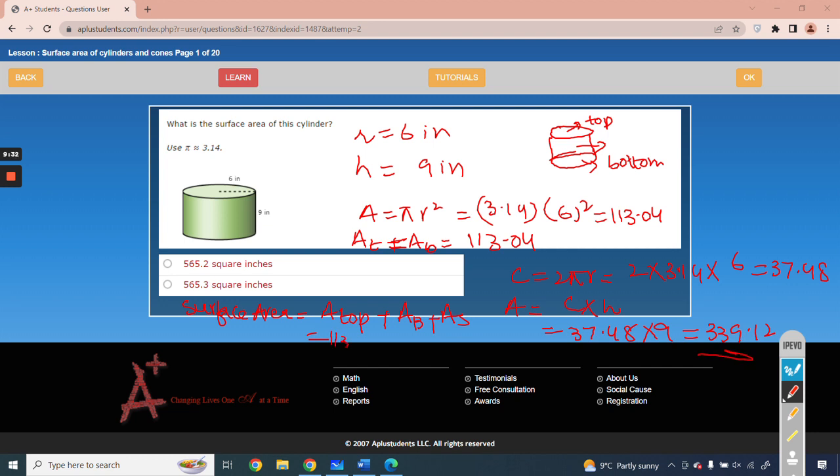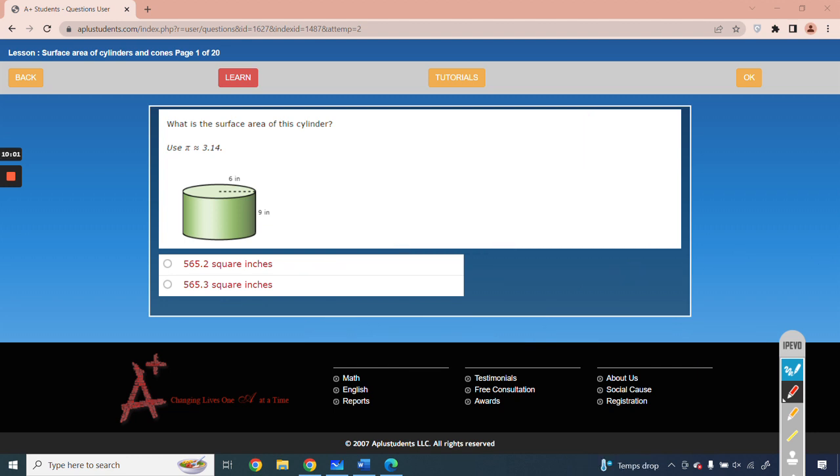So just add 113.04 plus 113.04 and plus 339.12. Just add up all the numbers. So it would be 565.2 square inches. That is the correct option. Just select the correct option and click on the OK button.